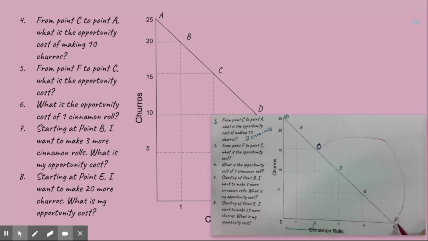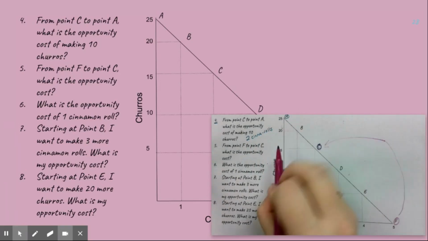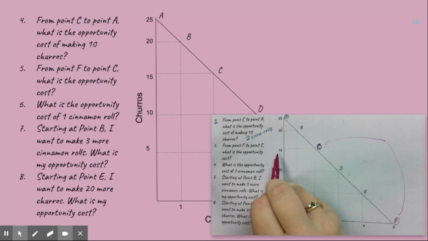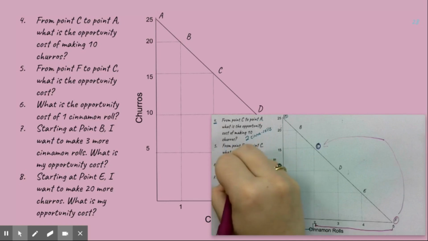At point F, we started with 5 cinnamon rolls and 0 churros. Make me want to cry. If we jump to point C, we're now making 15 churros, but how many cinnamon rolls have we lost? We just do some math here. 5 minus point C was 2 cinnamon rolls. What is 5 minus 2? It is 3 cinnamon rolls.